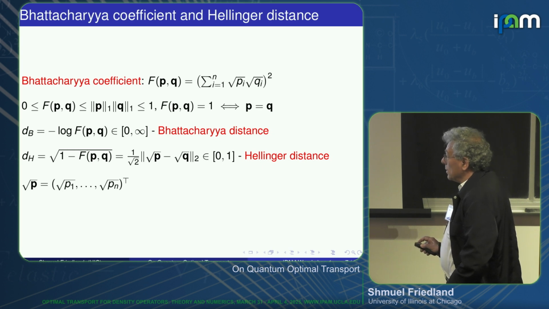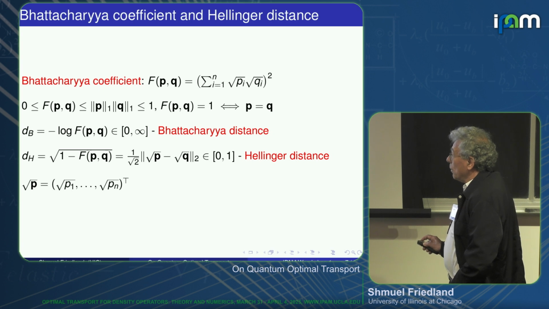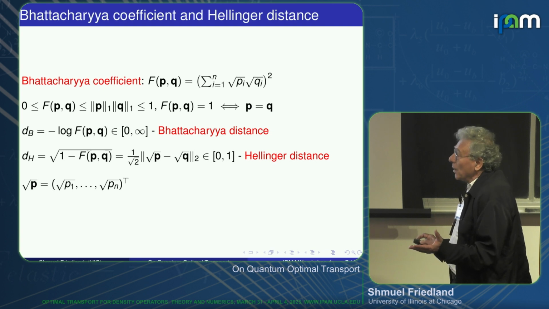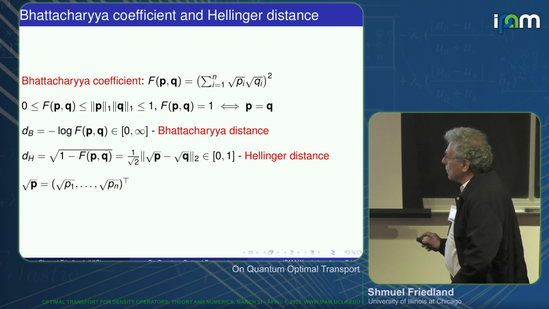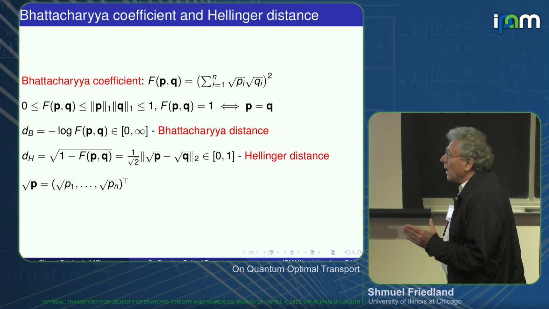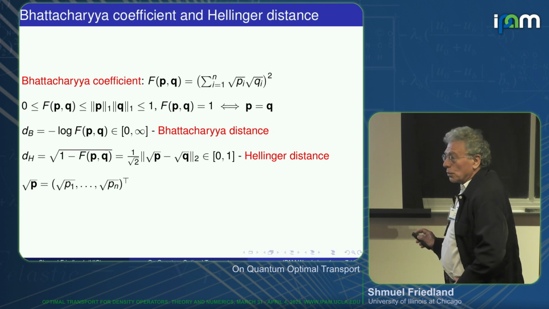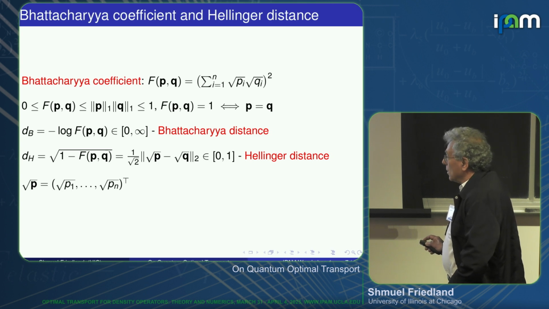Now, this is always non-negative. And this F(P,Q), if you take the Cauchy-Schwarz inequality, would be less than or equal to ||P||1 ||Q||1, where ||P||1 means the sum of absolute values of Pi, but it's just the sum of Pi because they're non-negative. So it's the one norm. So F(P,Q) is maximum 1 if and only if P equals Q. Now, the Bhattacharya distance is something like that.